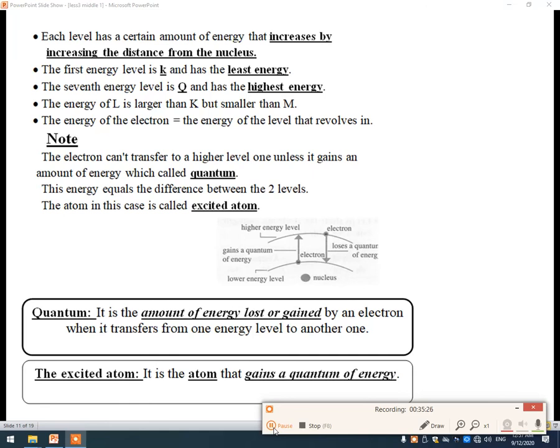Okay? So now we have two definitions here. What's meant by quantum? Quantum is the amount of energy lost or gained by the electron when it transfers from one energy level to another. What's meant by the excited atom? It is the atom that gains a quantum of energy. We said if the atom gains energy to move to the higher energy level, it will be called an excited atom.